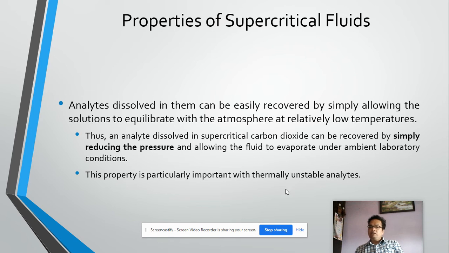The analytes dissolved in them can be easily recovered by simply allowing the solution to equilibrate with the atmosphere at relatively low temperatures. So thus, an analyte dissolved in supercritical carbon dioxide can be recovered by simply reducing the pressure and allowing the fluid to evaporate under ambient laboratory conditions. So just by reducing the pressure, we can evaporate the carbon dioxide and we can isolate the material.